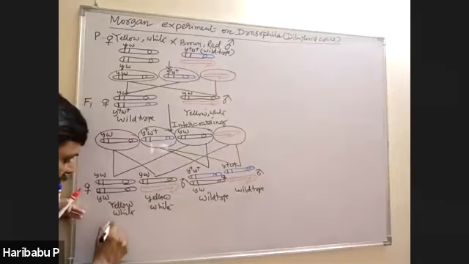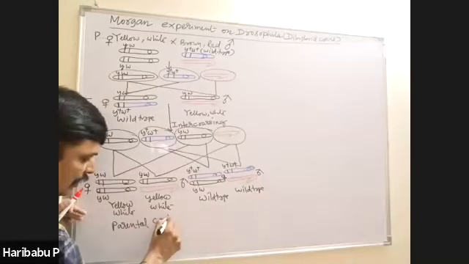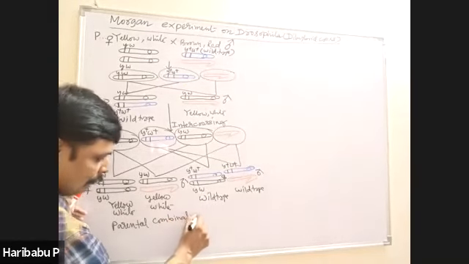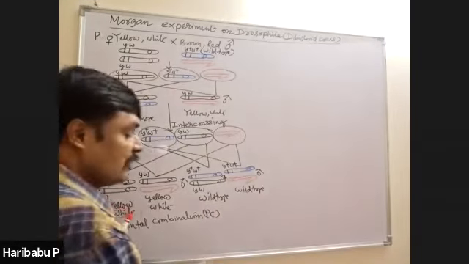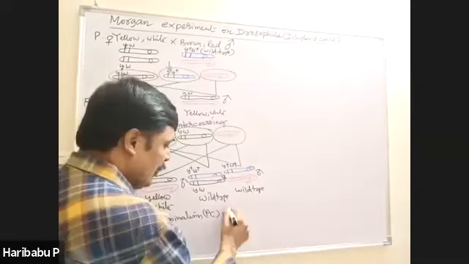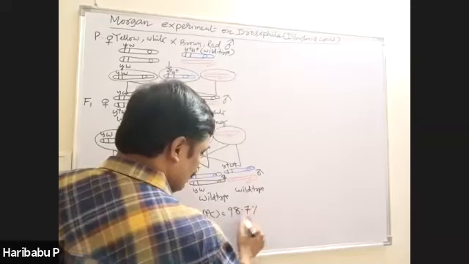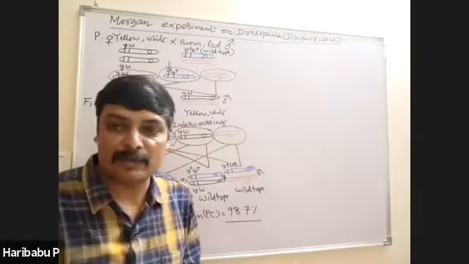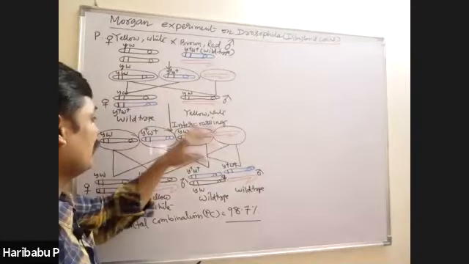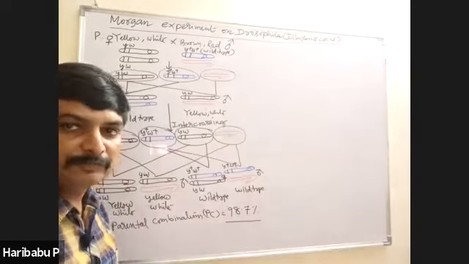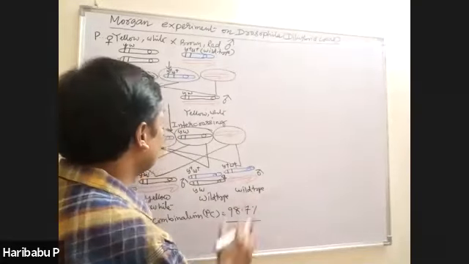These are the parental combinations, PC. How many parental combinations were obtained in this cross for Morgan? 98.7%. 98.7% parental combinations were obtained when F1 are intercrossed. Similarly, how many recombinations are obtained and how are recombinations obtained?